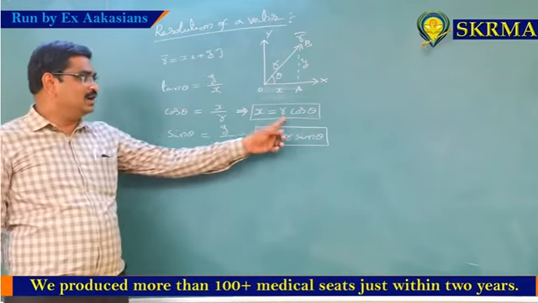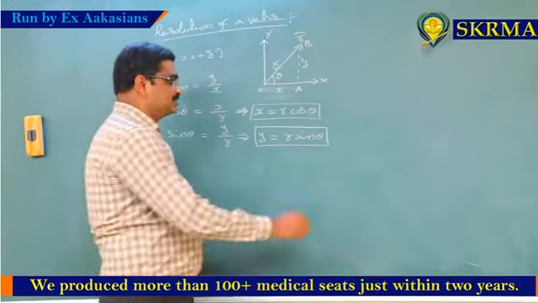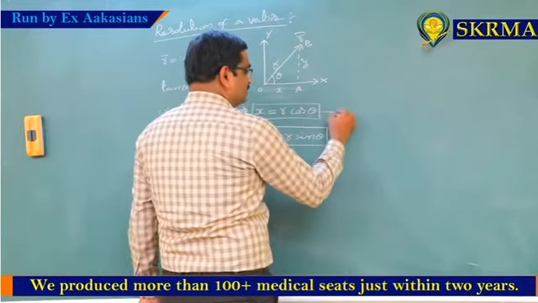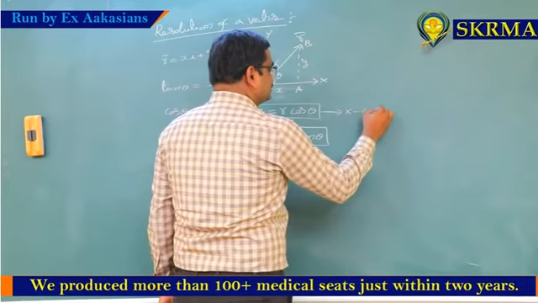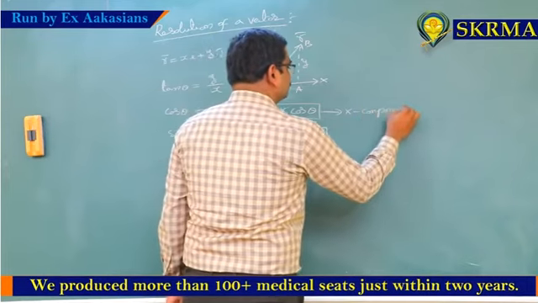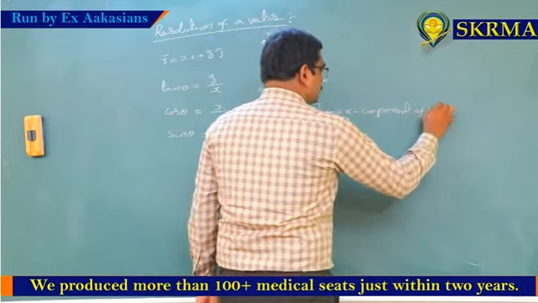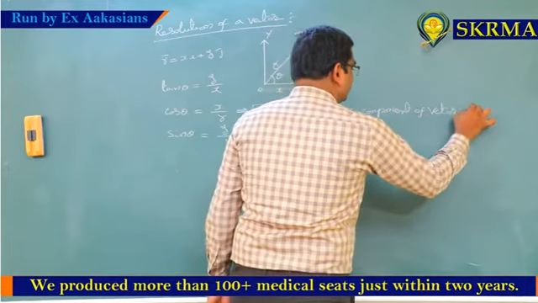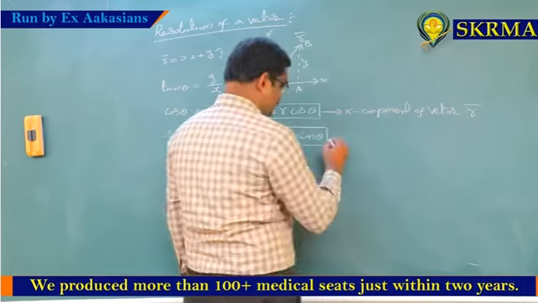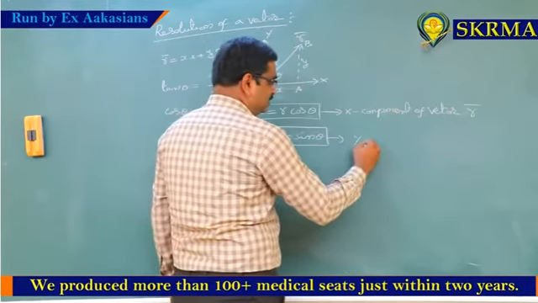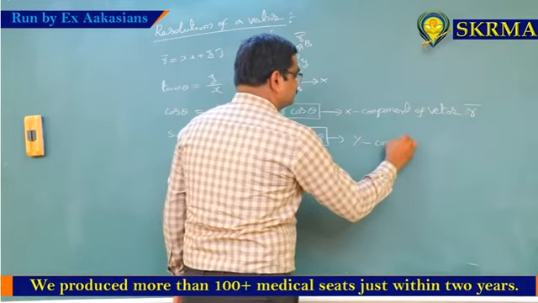This x equals r cos theta is called the x component of the vector r bar. This y equals r sin theta is called the y component.